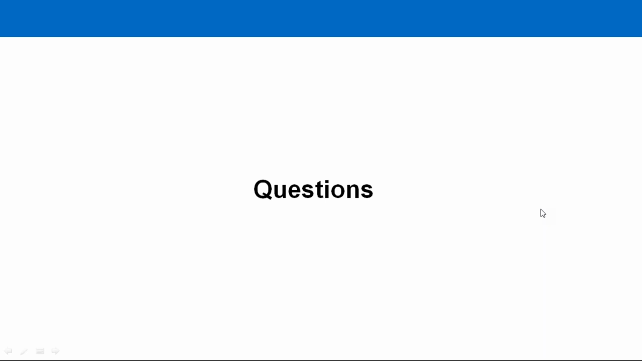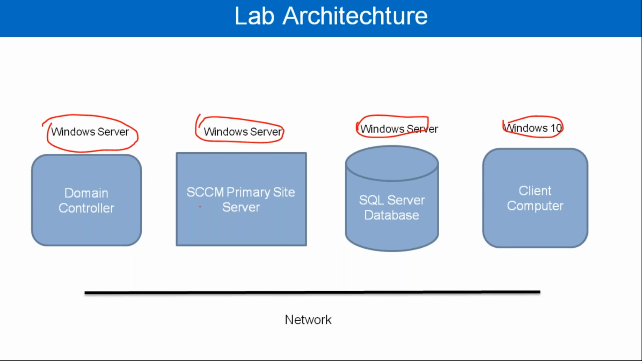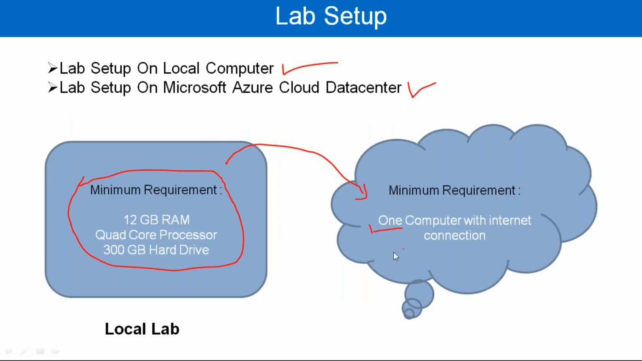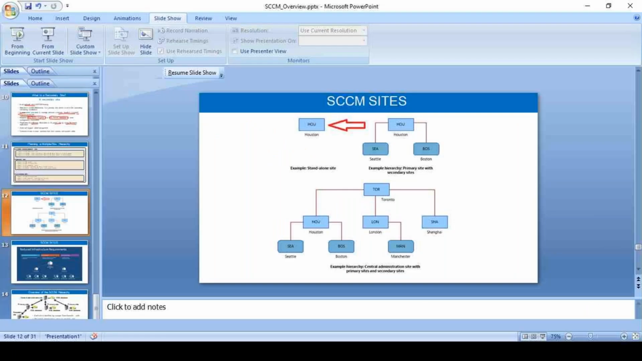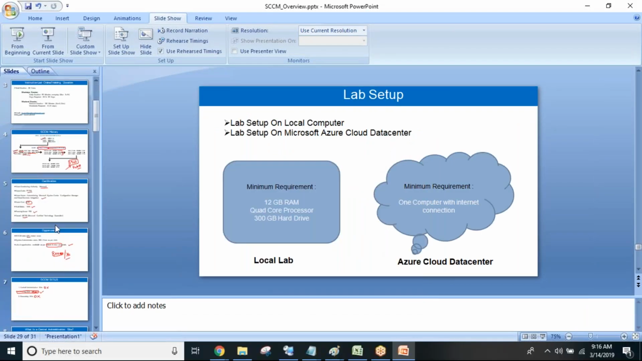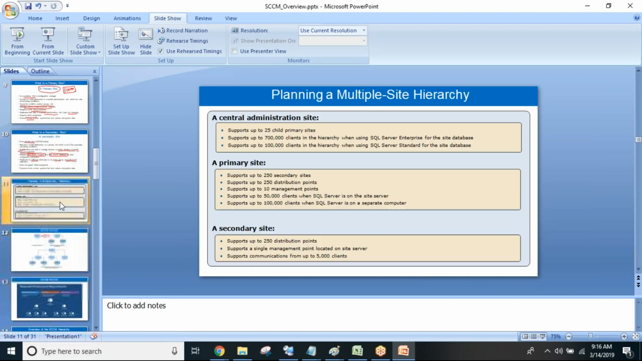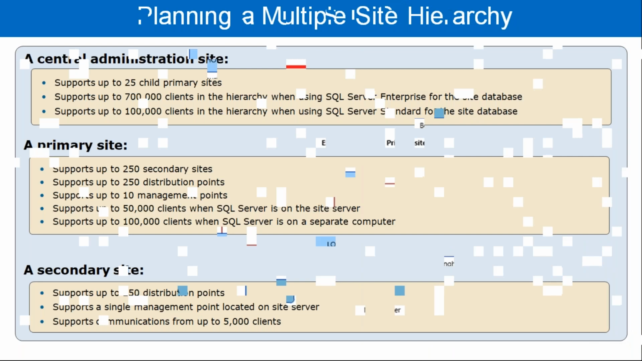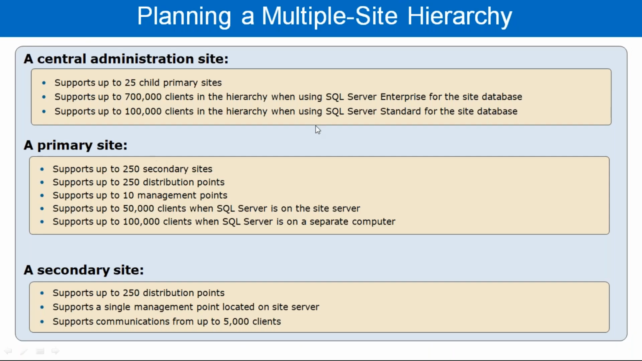Just a quick question. How many management points can we have? One primary site server can manage... Okay, I think I missed that part. Let me show that. Good question. One primary site server can have 10 management points in the current version. This is the capability.